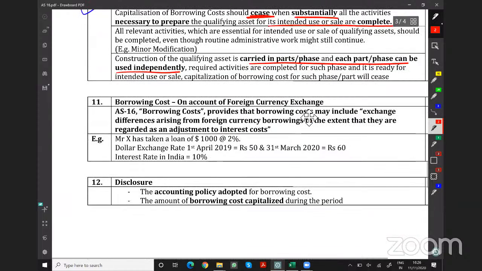And the last one, the 11th one, is borrowing cost on account of foreign currency exchange. AS 16 on borrowing cost provides that borrowing cost may include exchange differences arising from foreign currency borrowing to the extent that they are regarded as an adjustment to the interest cost. So what do you mean by this? We will understand that with an example or with a sum.